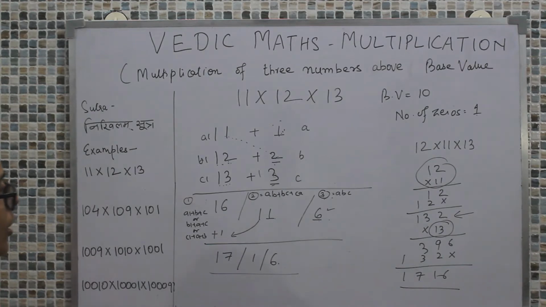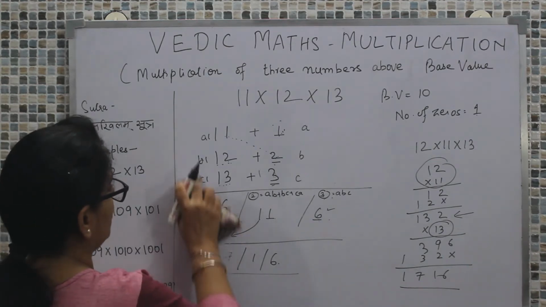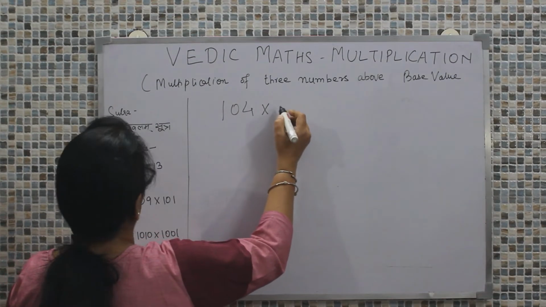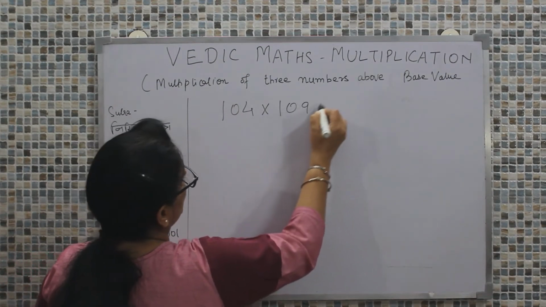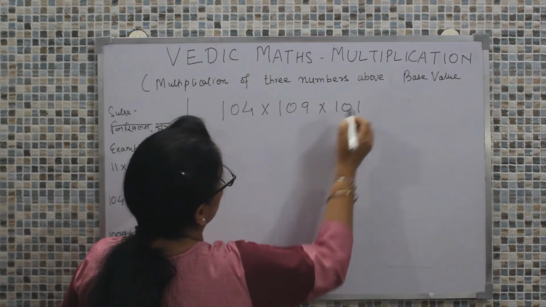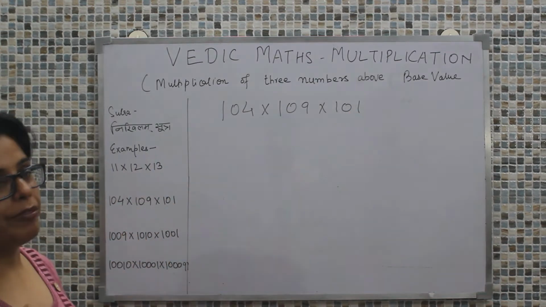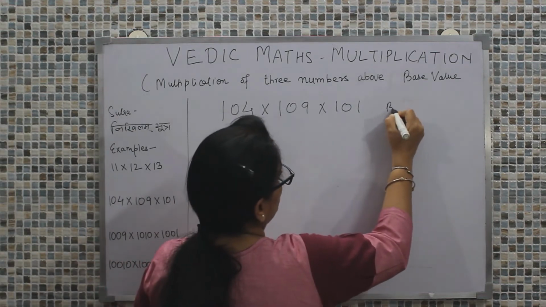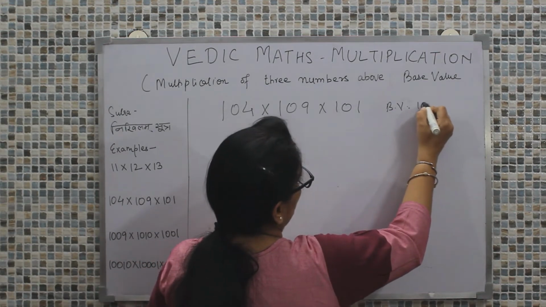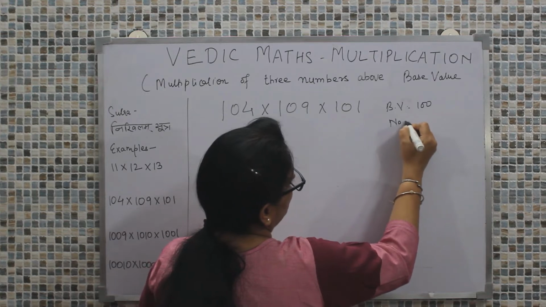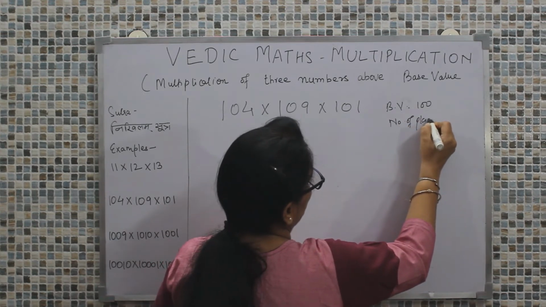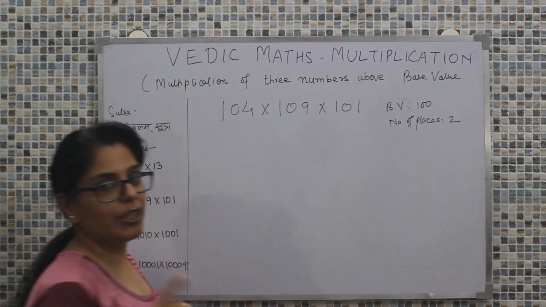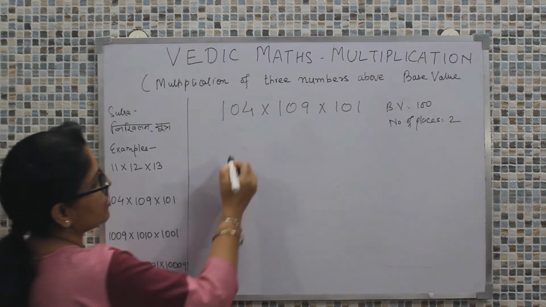So the final answer comes out to be 1716. Okay, let's take the second example. 104 into 109 into 101. Now what we find, looking into the pattern of the numbers, the base value here is 100 and the number of places will be governed by how many zeros we have. So we have 2 zeros, it means we need to leave 2 places.